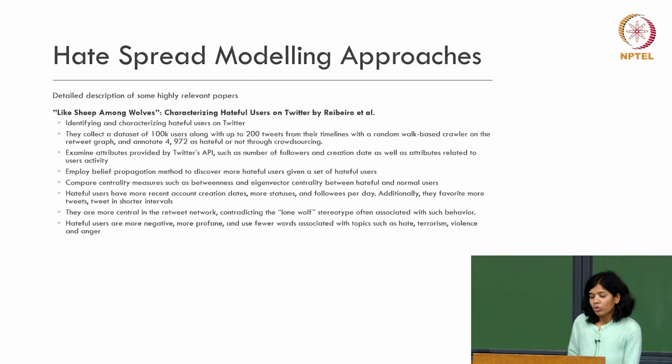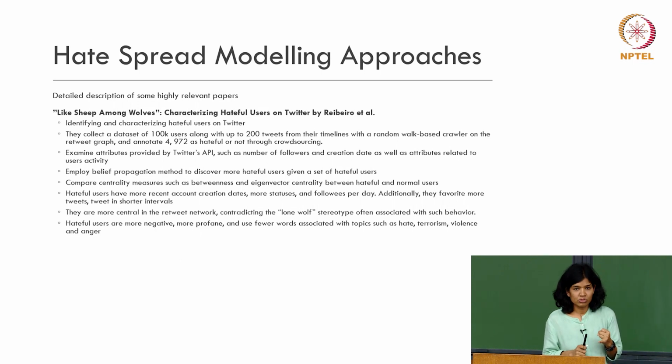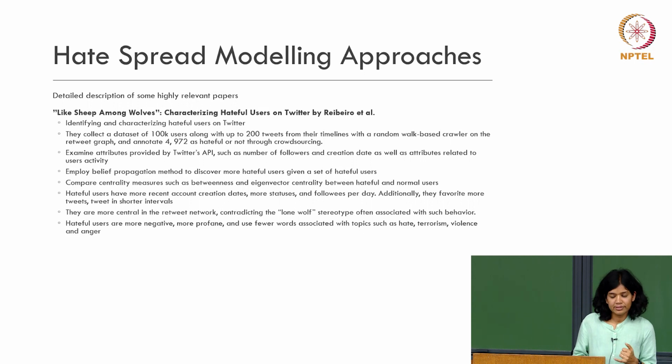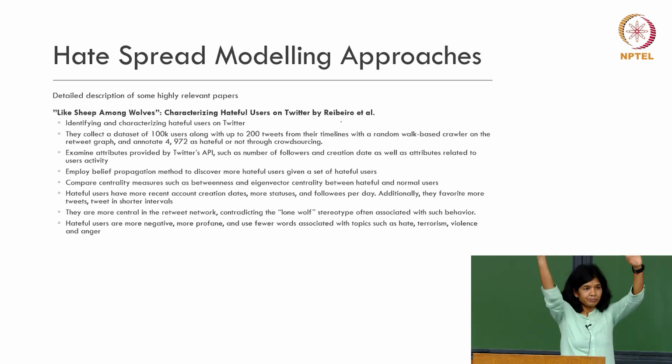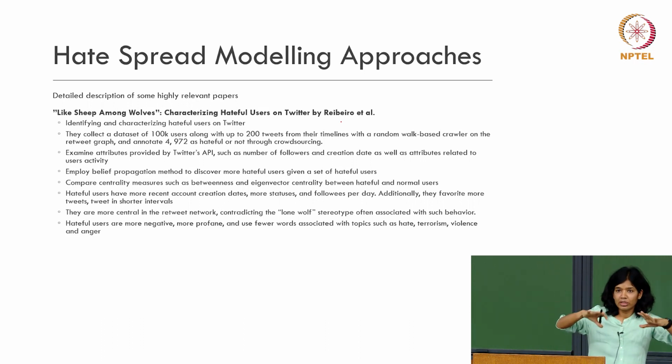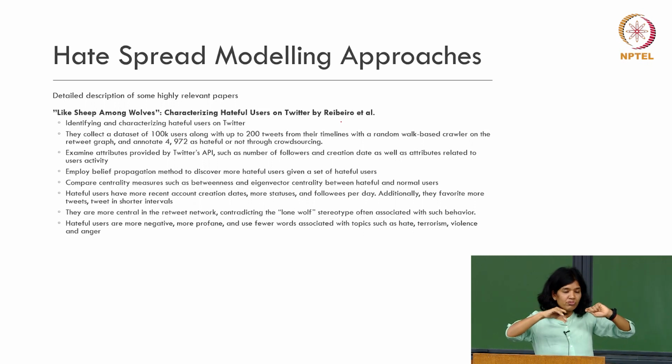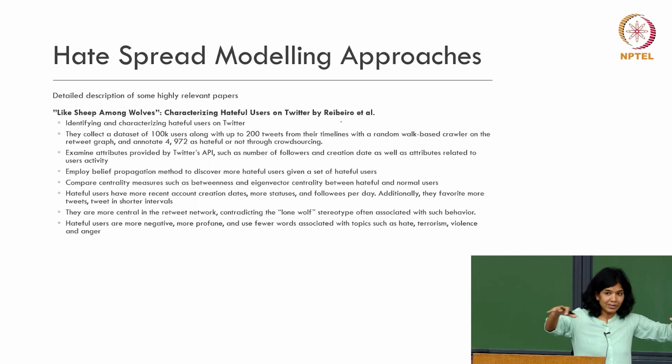So far we spoke about how information diffusion works on social networks, and now we're going to talk about hate spread modeling. This is one of the first papers in this field, using the same data we have been using. They have a network and a set of users, and they wanted to see how these users are placed in the social network.